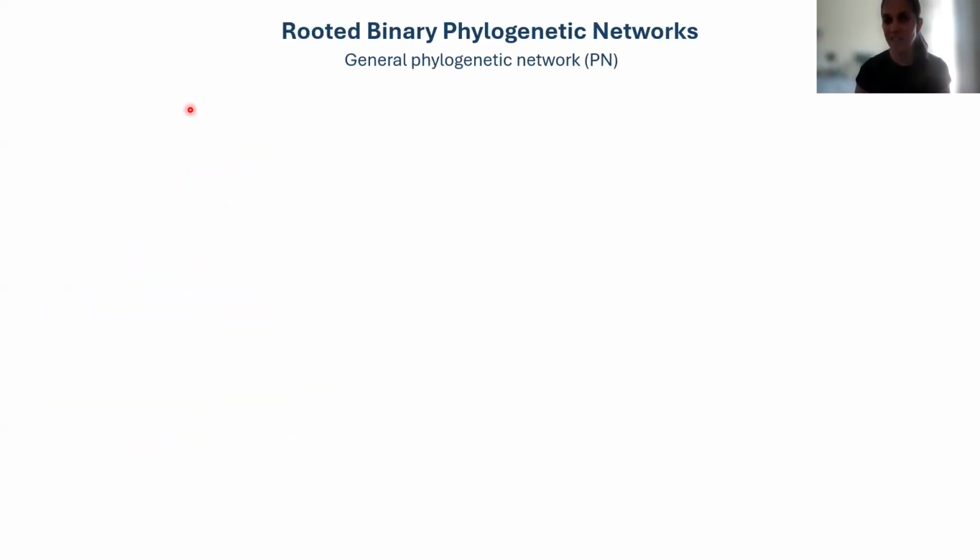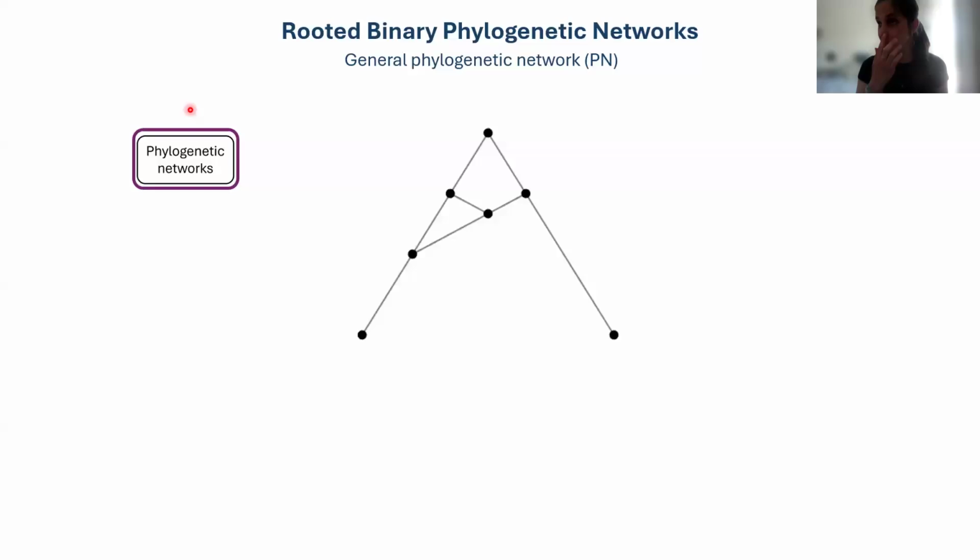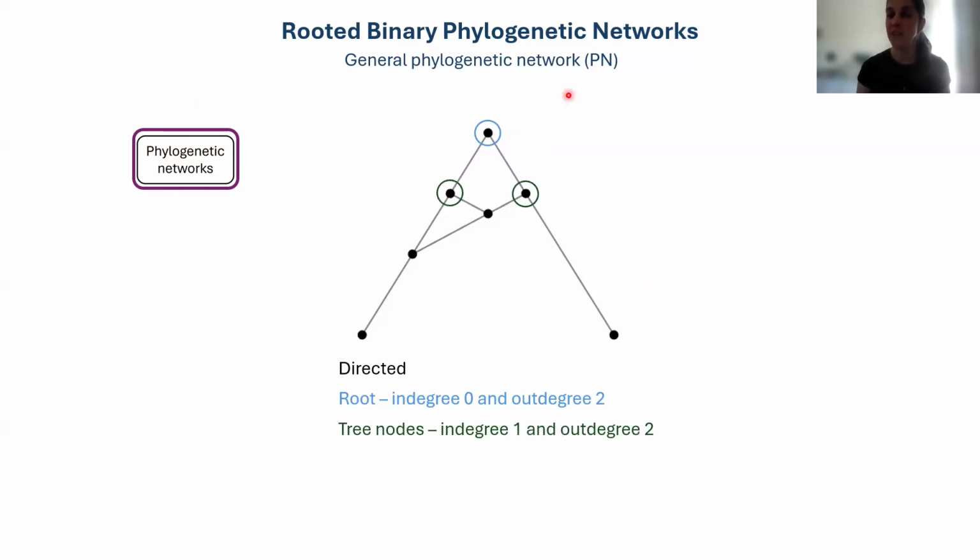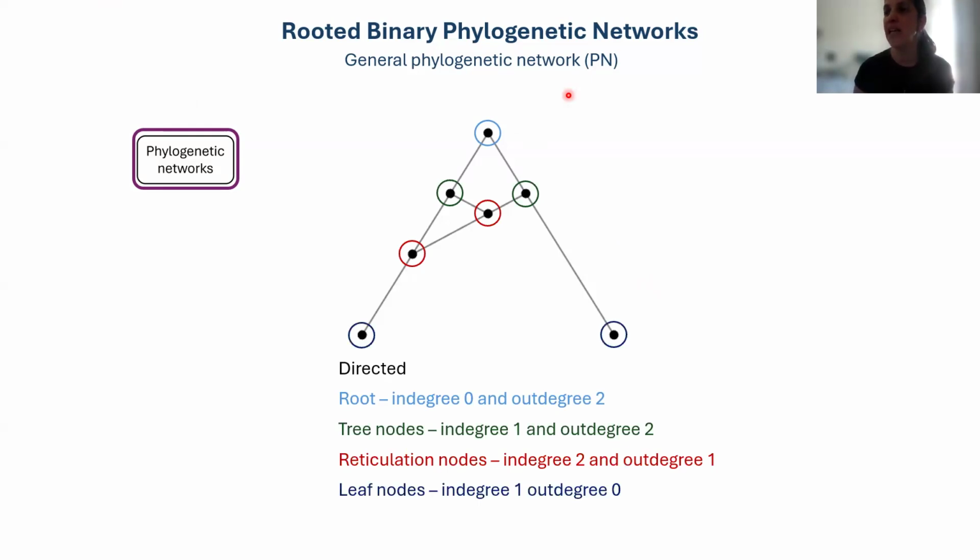So I will now give a definition for a rooted binary phylogenetic network, in short, just phylogenetic network. And I'm going to follow throughout the entire talk here the definitions by Kong et al. 2022. So a phylogenetic network is directed here from the top to bottom. It has a root with in-degree 0 and out-degree 2, tree nodes with in-degree 1 and out-degree 2, reticulation nodes, which make it a network, with in-degree 2 and out-degree 1, and leaves with in-degree 1 and out-degree 0.